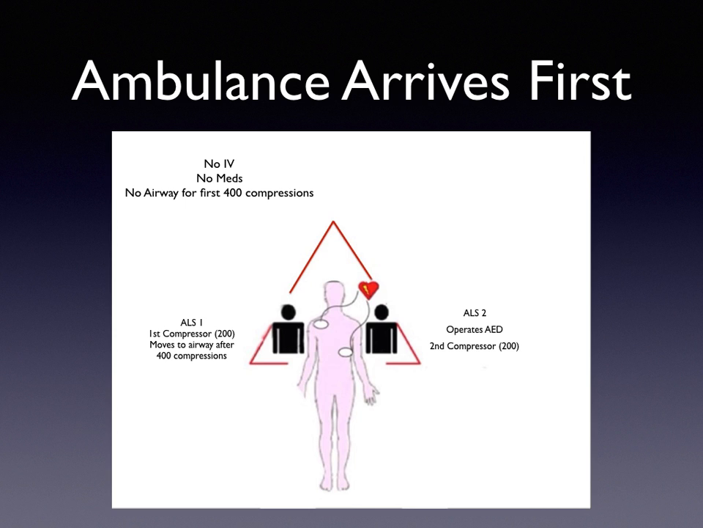So the first person into the house, which would be the ALS1 responder, will immediately begin chest compressions, hopefully for a 2-minute cycle. The second paramedic in the ALS2 position will operate the AED or cardiac monitor and prepare to defibrillate the patient. Once the patient is defibrillated, that ALS2 rescuer will take over compressions, and the ALS1 rescuer will wait to begin compressions. If during this 2-minute period, that ALS1 rescuer can place an airway or put the patient on just a simple non-rebreather, they can do that as well.